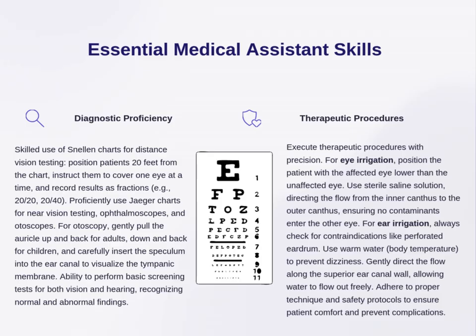For eye irrigation, you'll have the patient positioned with the affected eye lower than the unaffected eye, because we don't want whatever's in it to also run into the unaffected eye. And you would use sterile saline to clean or irrigate from the inner canthus to the outer.